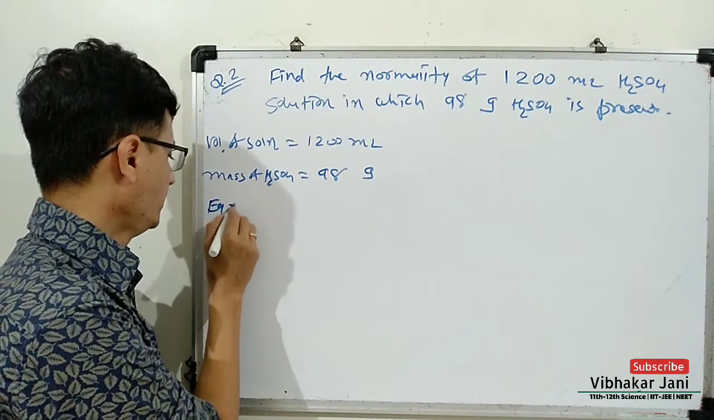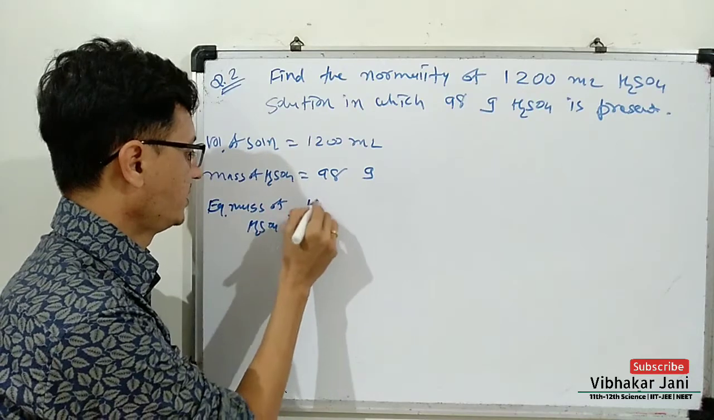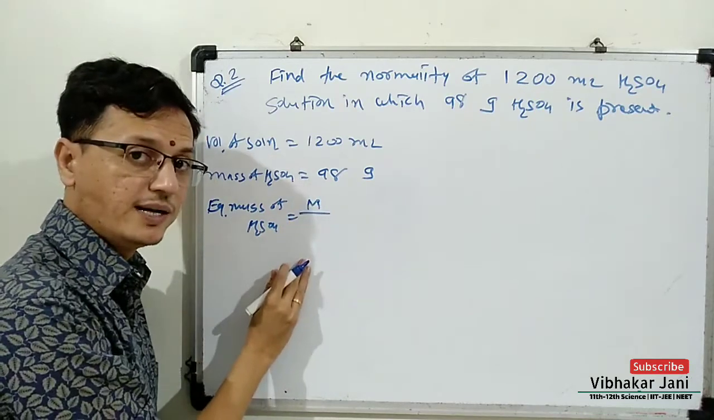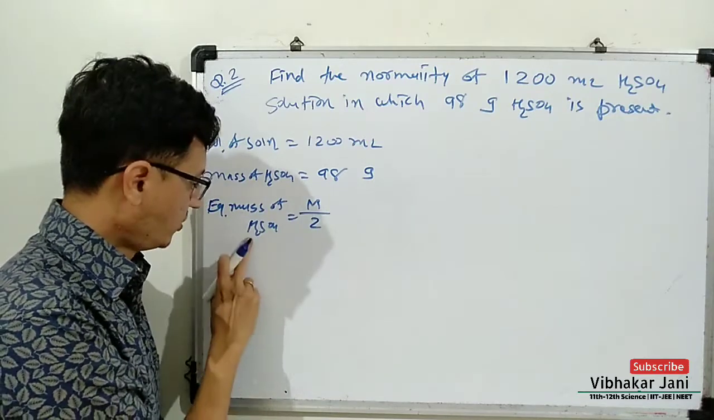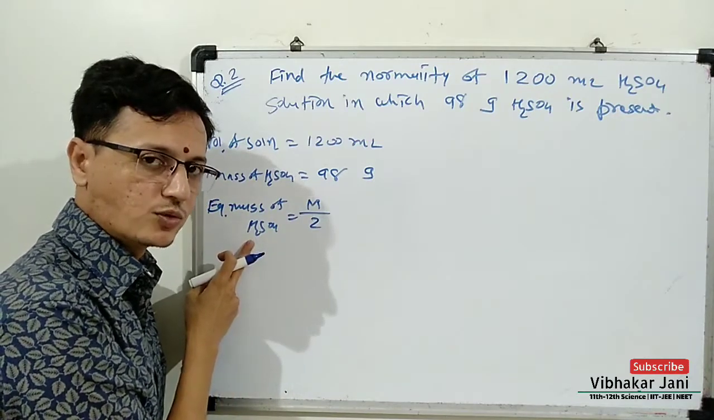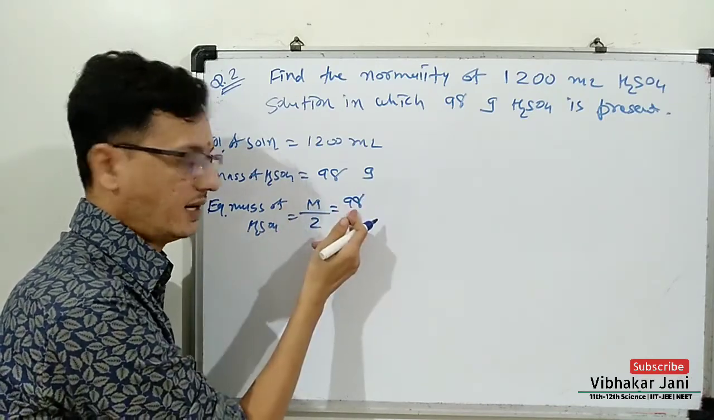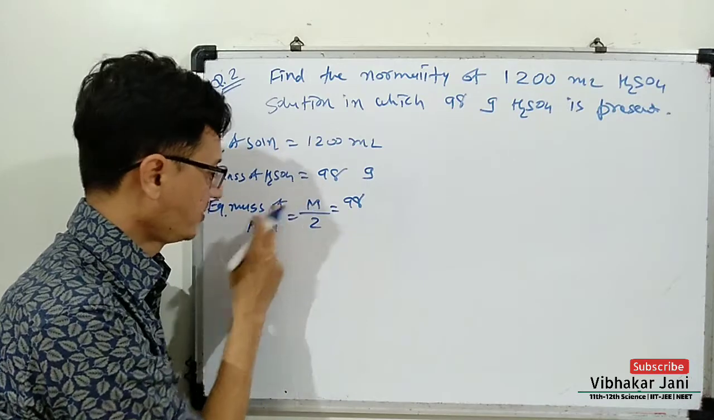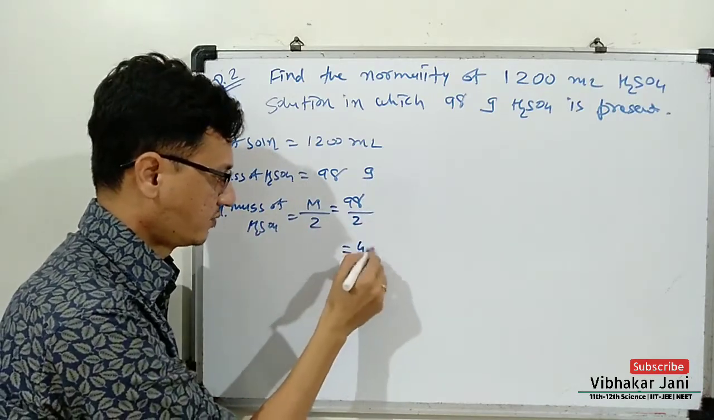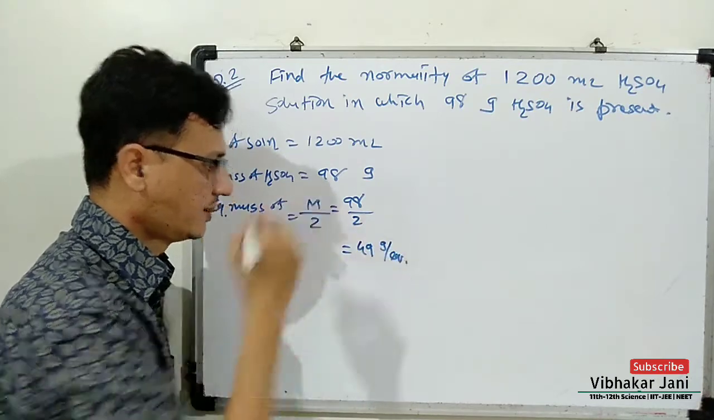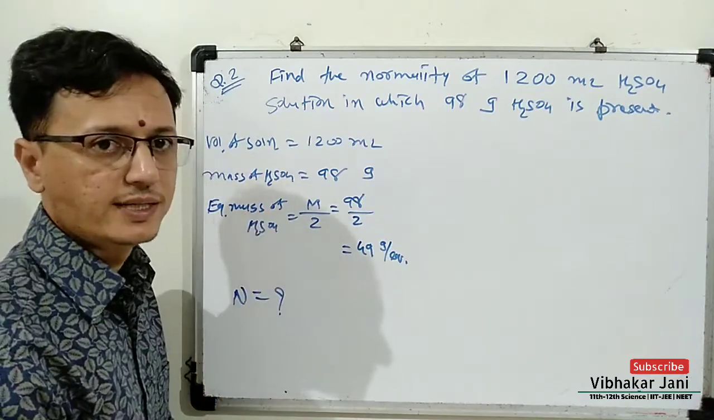Now, equivalent mass of H2SO4 will be equal to molecular mass divided by X, and you know very well, it is 2, because H2SO4 can release 2H+. So molecular mass of H2SO4 is 98. I remember very well that molecular mass of H2SO4 is 98, and if it is divided by 2, then it will give us 49 gram per equivalent. And we are going to find normality.